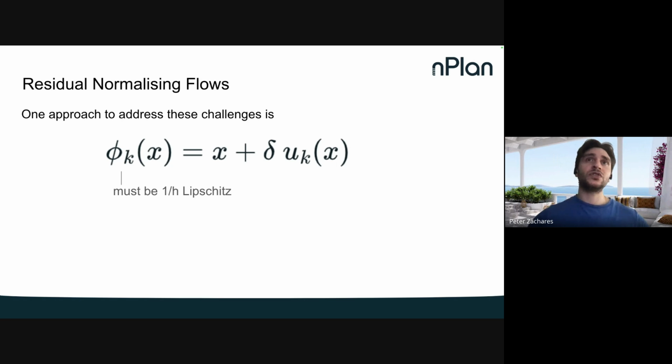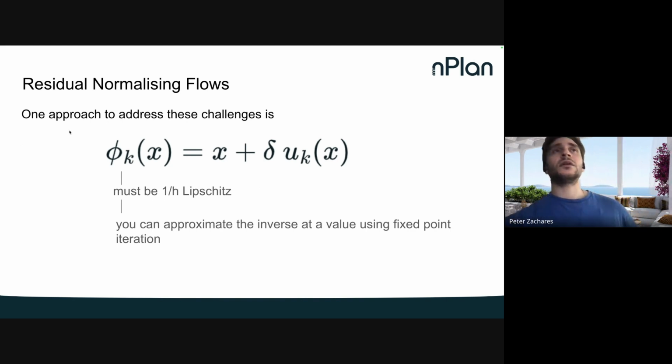Won't go into it too much, but 1 over h Lipschitz means that the Lipschitz constant, so the maximum rate of change that you see, has to be 1 over h. And so for residual normalizing flow networks, that's the constraint that has to be met in order for phi to be invertible.